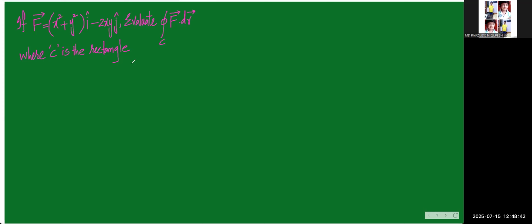Where c is a rectangle in xy plane. C is the rectangle in xy plane bounded by y is equal to 0, comma y is equal to b, comma x is equal to 0, comma x is equal to a. This is your question. So now see how we are going to write the solution of this problem.